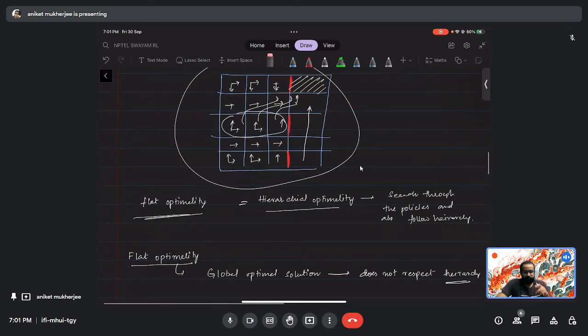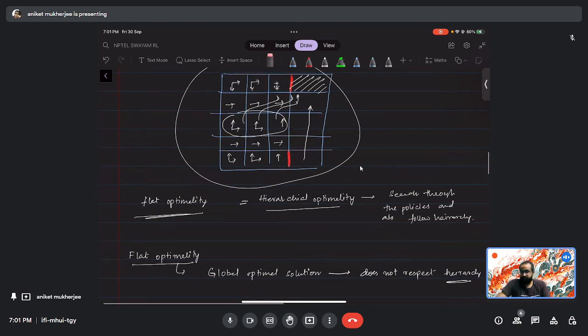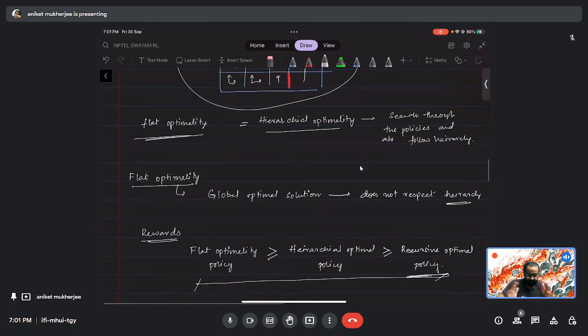So for this problem, the flat optimality and the hierarchical optimality are the same, but you could make some small changes, like you could add fire in this block and then not allow them to go here but allow them to go here. But then that does not take care of the hierarchy and all, but that will take some time for me to explain.